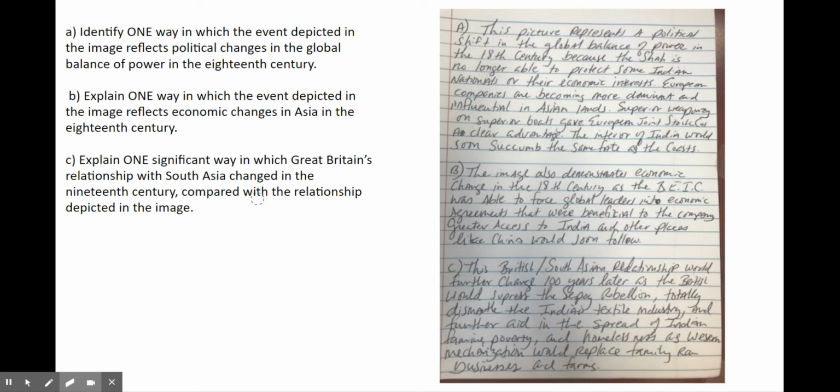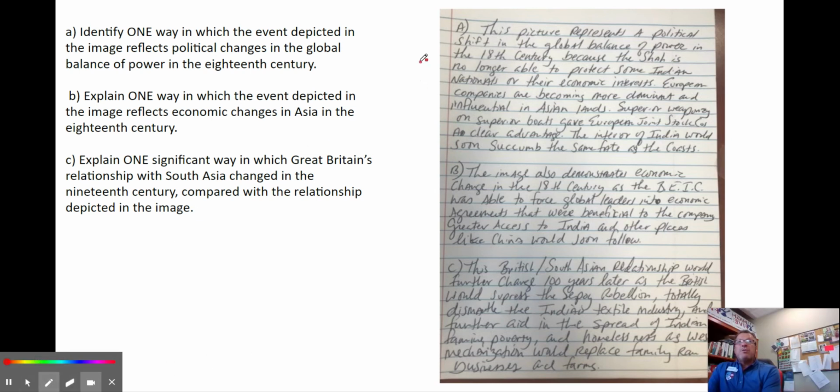And then explain one significant way in which Great Britain's relationship with South Asia changed in the 19th century compared with the relationship depicted in the image. The British-South Asian relationship would further change 100 years later as the British would suppress the Sepoy Rebellion, totally dismantle the Indian textile industry, and further aid in the spread of Indian famine, poverty, and homelessness as Western mechanization would replace family-ran businesses and farms. So again, there's your 1, there's your 1, there's your 1.